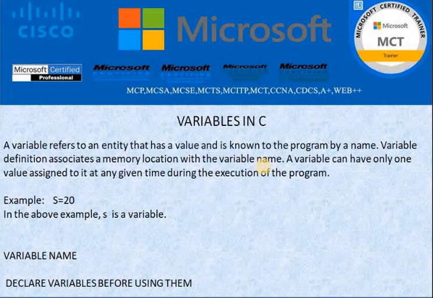A variable can have only one value assigned to it at any given time during the execution of the program. Of course, we can change the value of this variable. That's why it's known as a variable, whose value can be changed during the execution of the program. Don't forget that the value assigned in C programming is not always a constant. It can be changed as per your requirement. So if I have to give you a simple example over here, S = 20.